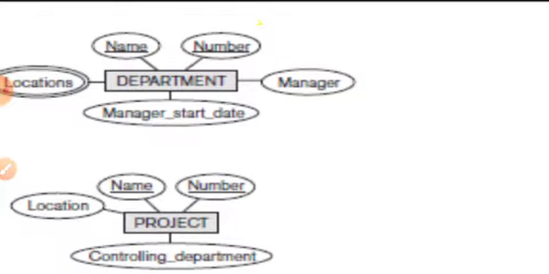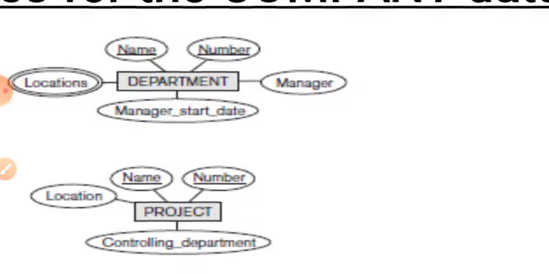And locations, you can find it is multivalued. That means it has got a number of locations. So the attribute has got a number of values. So this is regarding the department entity which has attributes like name, number, manager, manager start date, and location.